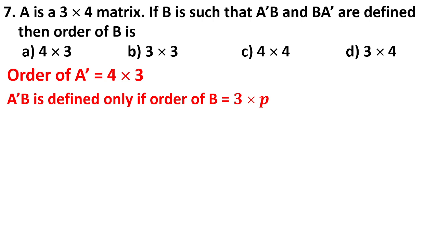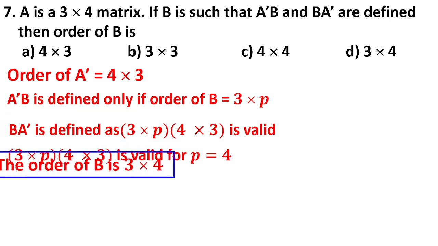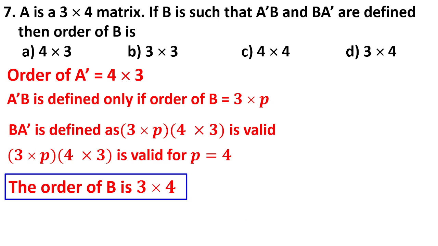Now we have to identify what that P is. Further, what is given? B A dash is defined. What is the meaning of B A dash? For B, the order is 3 cross P. For A transpose, the order is 4 cross 3. Therefore, now you can very well see that P is equal to 4. Very easy. Therefore, the order is 3 cross 4. Option D. We are simply using the idea that the product of 2 matrices is defined when the number of columns of the first is equal to the number of rows of the second.